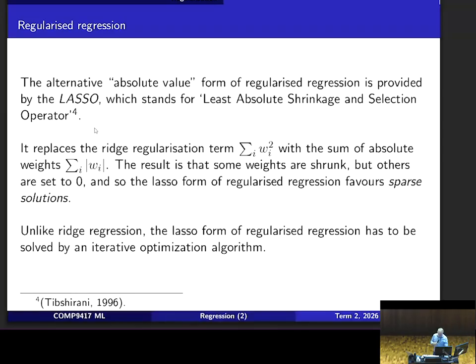All right. Are there any questions about this regularization? Hopefully it's quite clear.